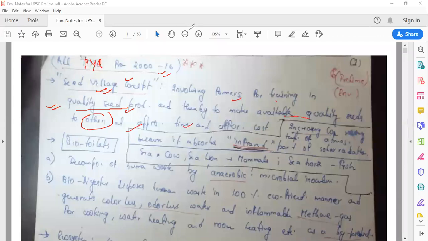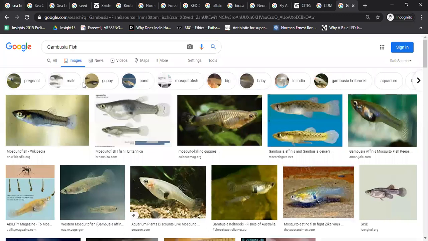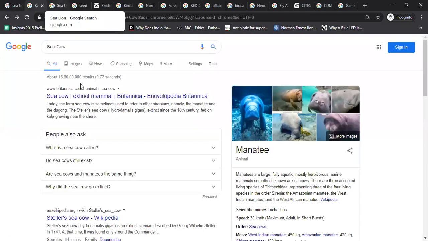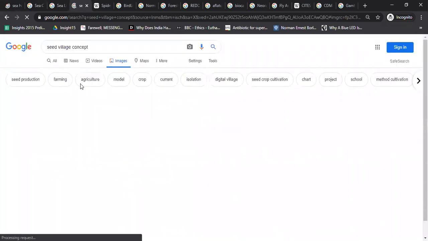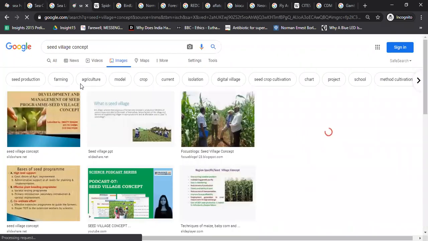If you want to see how this thing is carried out, and if you want to see certain images, let's do that. Let's see certain images. Just a second. So what we'll try to do is now we'll try to see certain images related to any particular topic. That will help us in understanding that concept in a better manner. That will help you in remembering that particular concept in a better manner.